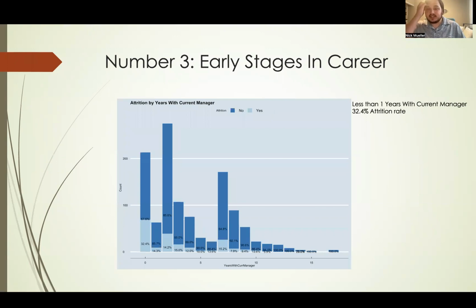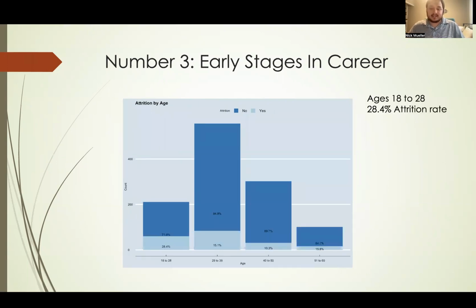Another statistic is the current manager. 32.4% of people have attrition within the first year of their current manager. And then our final statistic of early stages in someone's career is age. That group, 18 to 28, has a 28% attrition rate. So again, they're still figuring out where they want to go.